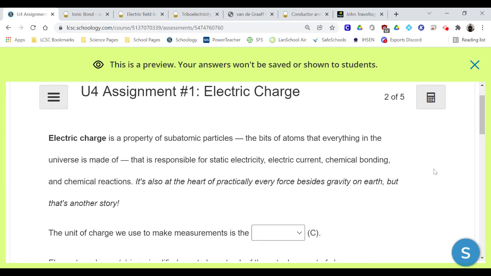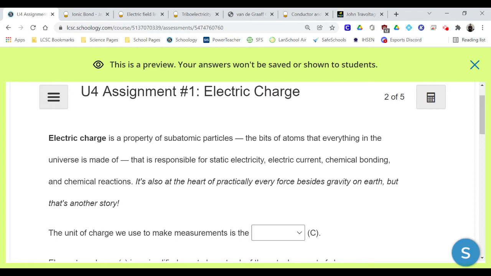Okay, so to start us off, electric charge is a property of subatomic particles, which are the little bits of atoms that everything's made of. And those little electrically charged subatomic particles are what allow static electricity and electric current to happen. It's what causes chemical bonding, and basically it's the core of chemical reactions. It's why things change in the first place and how they change from one substance to another.